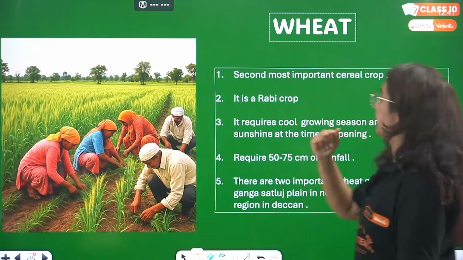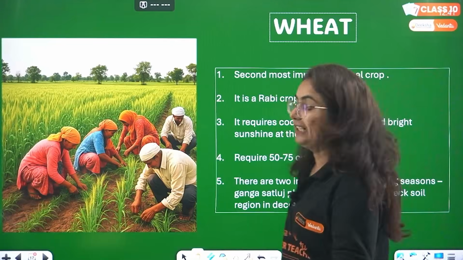Move on to the next crop. What is that? That is wheat.